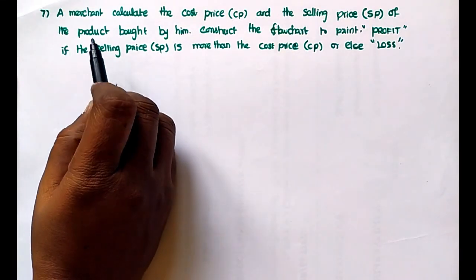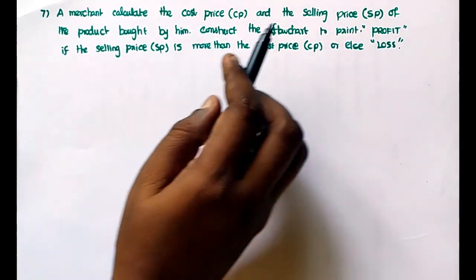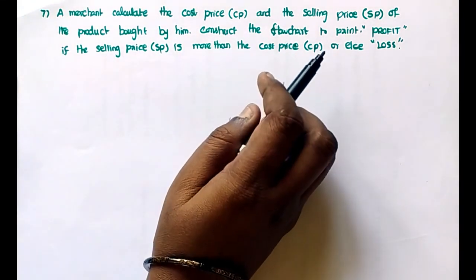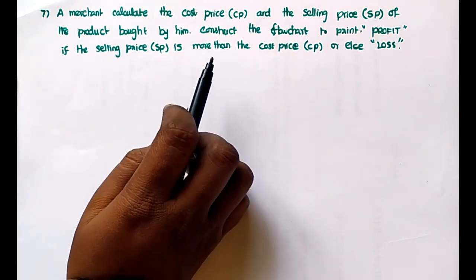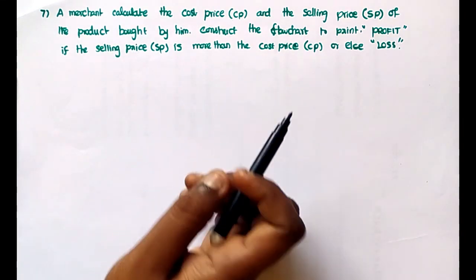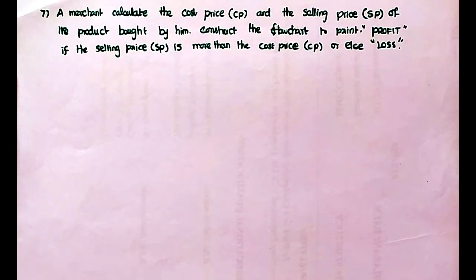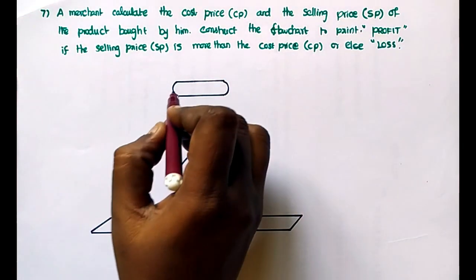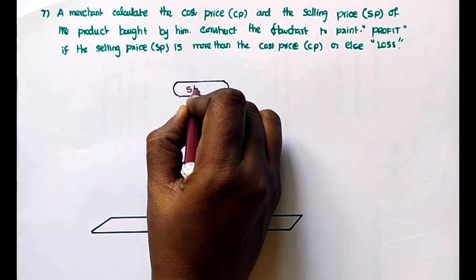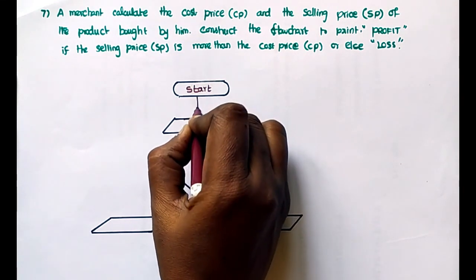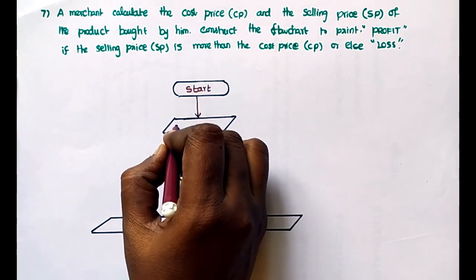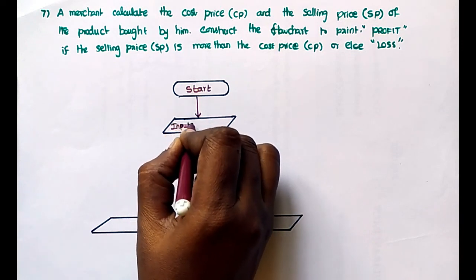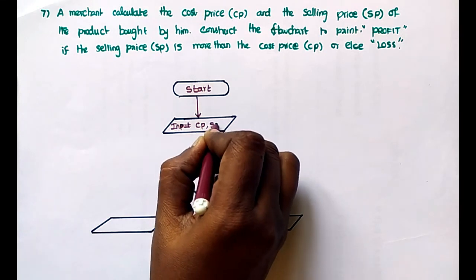Seventh question. A merchant calculates the cost price and the selling price of the product bought by him. Construct the flow chart to print profit if the selling price is more than the cost price or else loss. First draw the flow chart. Now write down first one, start, and then input. What is the input? Input cost price and selling price.